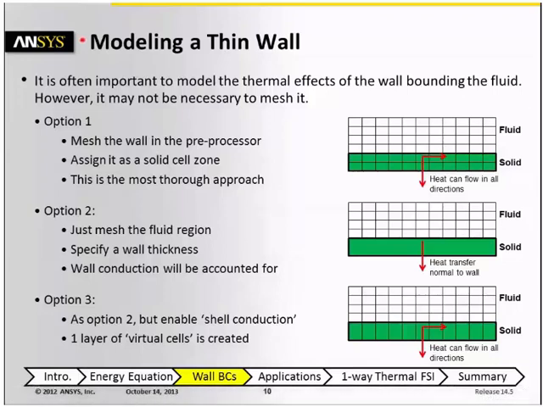Including the thermal effects of a wall material is often important, but it doesn't necessarily mean that it's always necessary for the wall to be meshed as a solid zone. A number of options are possible in Fluent for treating conduction within the wall.